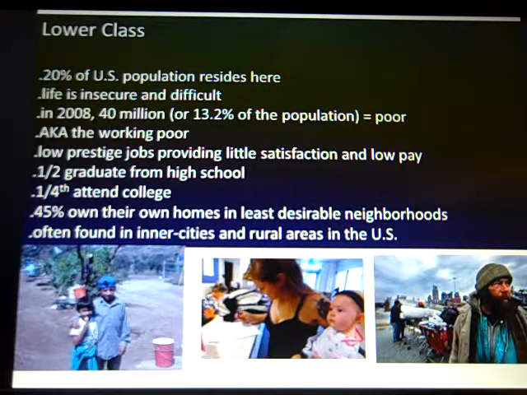Again, I've said it before, if you're very intelligent and you're endowed with wonderful ability to succeed in life, but you're born into a situation where there's abject poverty and school is just not a priority because you're more worried about eating and staying alive from one day to the next, you're probably not going to do well in school. You're not going to do well on a standardized test. You may not even go to college, much less high school. And 45% own their own homes in the least desirable neighborhoods, often located in inner cities and rural areas of the United States.